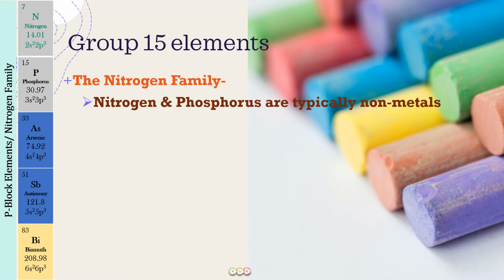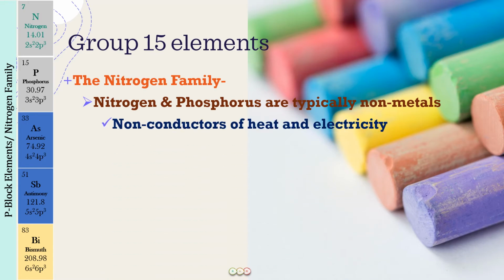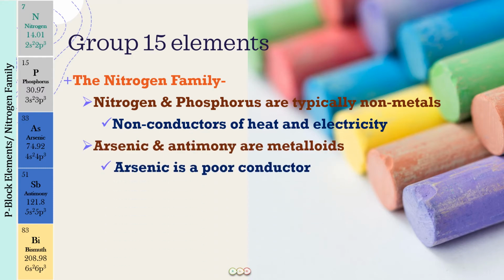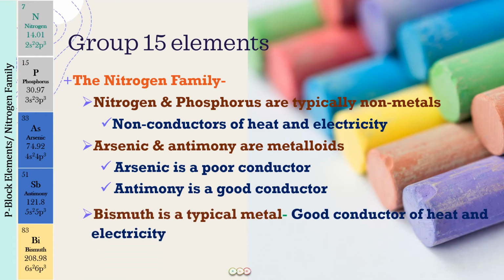Now moving further, what I want you to remember over here is that nitrogen and phosphorus are typical non-metals. So what we see is that they are non-conductors of heat and electricity. Arsenic and antimony both are metalloids, but what we find is that arsenic is a poor conductor of heat and electricity, whereas antimony is a good conductor. All right, so the properties have a regular transition from non-metals to metals. And then bismuth is a typical metal, so it is going to be a good conductor of heat and electricity.